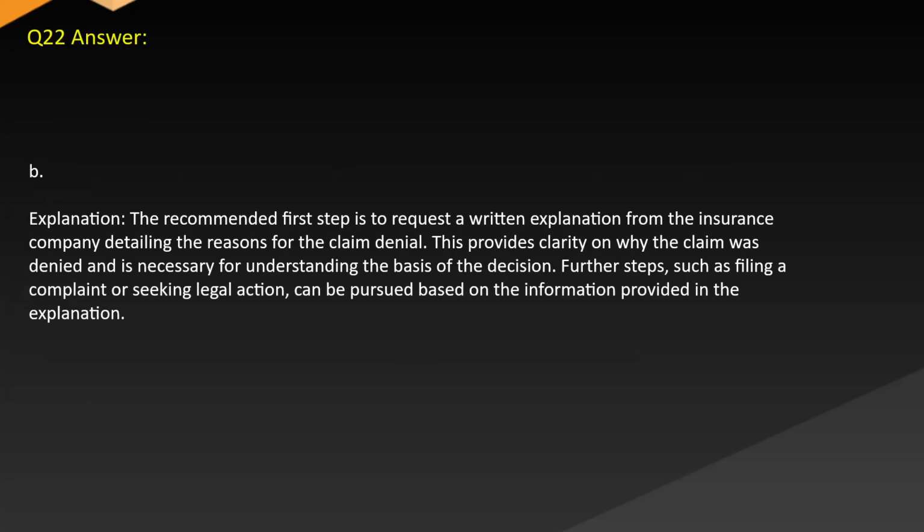Answer: B. Explanation: The recommended first step is to request a written explanation from the insurance company detailing the reasons for the claim denial. This provides clarity on why the claim was denied and is necessary for understanding the basis of the decision. Further steps, such as filing a complaint or seeking legal action, can be pursued based on the information provided in the explanation.